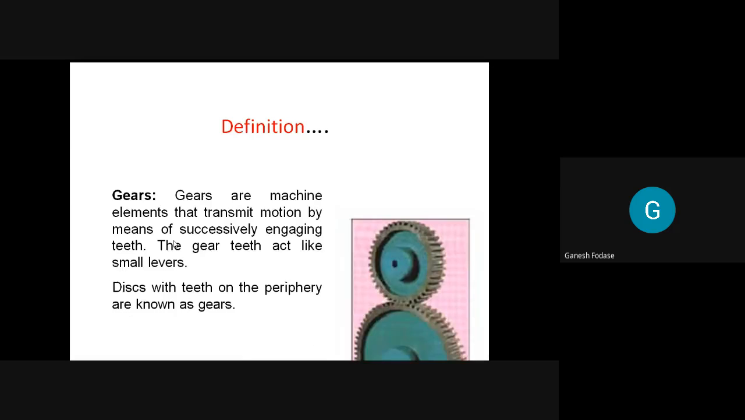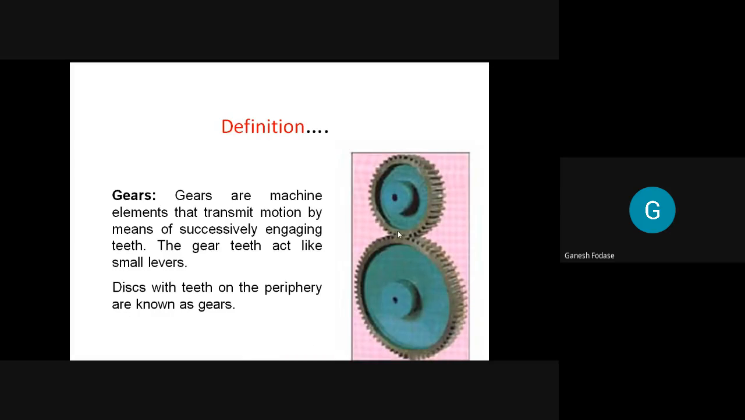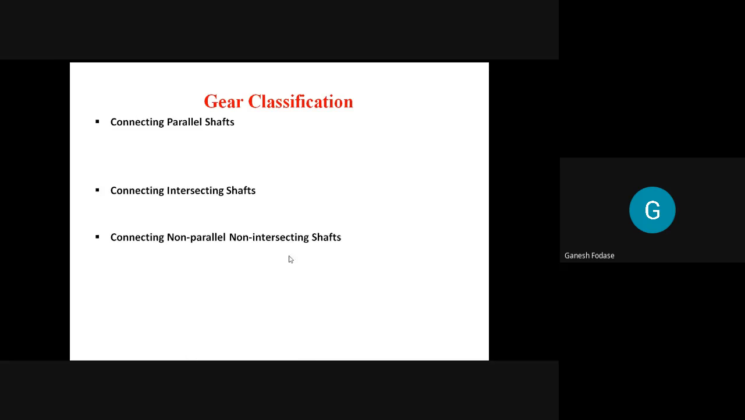Basically, a gear is, in simple language, a disc with teeth cut on its periphery. Nothing but a gear, and it transmits motion as well as power. We classified gears based on these three parameters. The first one is connecting pair.